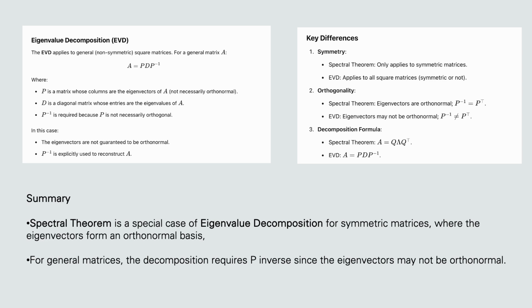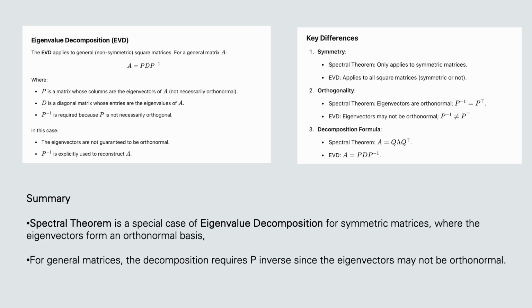The major differences are, the spectral theorem only applies to symmetric matrices, whereas EVD applies to all square matrices, regardless of whether it's symmetric or not. That's number one. The other thing is about orthogonality. The spectral theorem proves that the matrix will be orthonormal after diagonalization. That's what we saw in yesterday's video. Whereas in EVD, it may not be orthonormal.